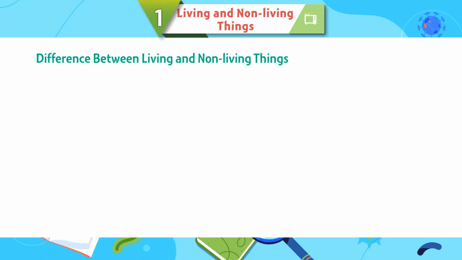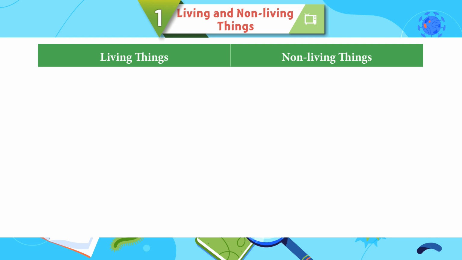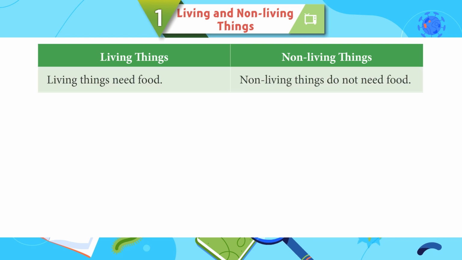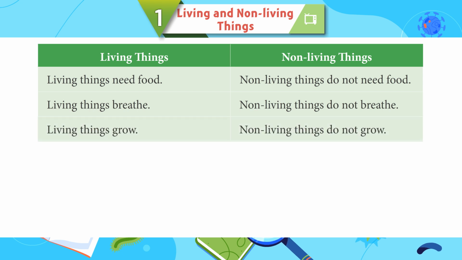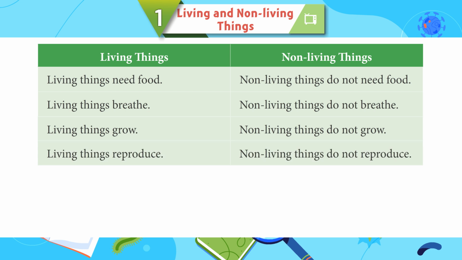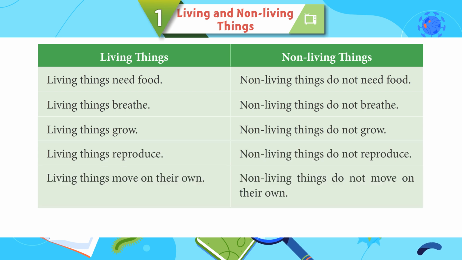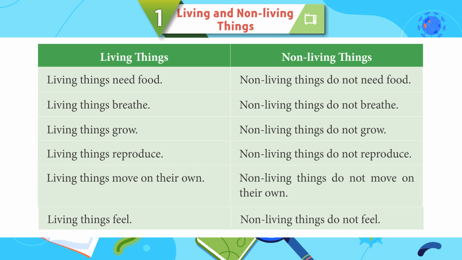Difference between living and non-living things. Living things, non-living things. Living things need food. Non-living things do not need food. Living things breathe. Non-living things do not breathe. Living things grow. Non-living things do not grow. Living things reproduce. Non-living things do not reproduce. Living things move on their own. Non-living things do not move on their own. Living things feel. Non-living things do not feel.